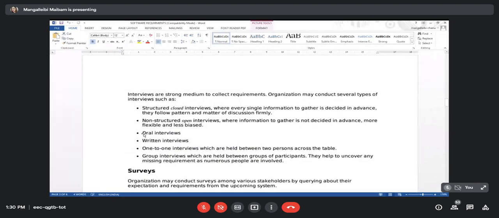He can ask directly, person to person. And written interviews, you already know. Written interviews means the user has to write the requirements. And one-to-one interviews are held between two persons across the table. So in oral interviews, it is person to person, but it can be through phone or any medium. In a one-to-one interview, across the table, the team of experts can ask the user what kind of requirements is necessary.